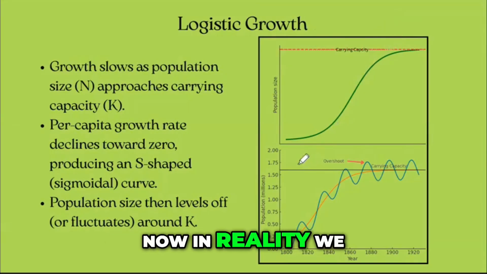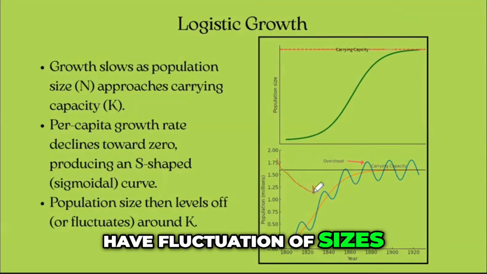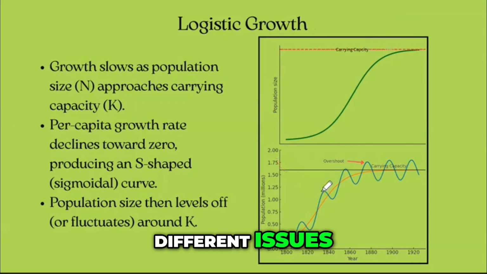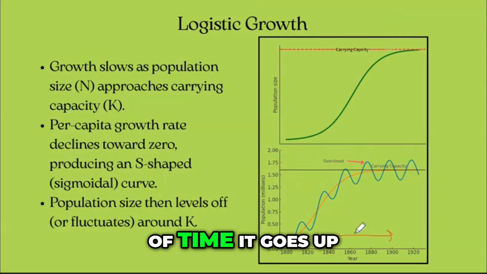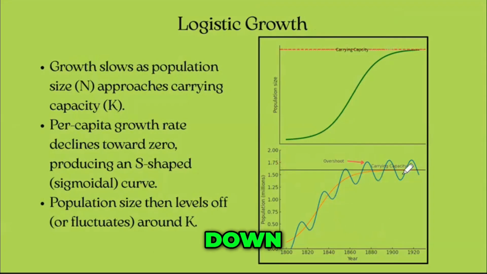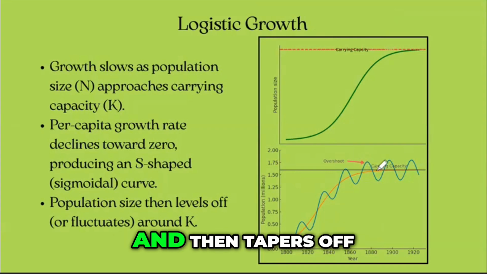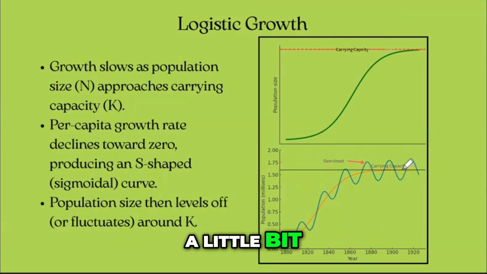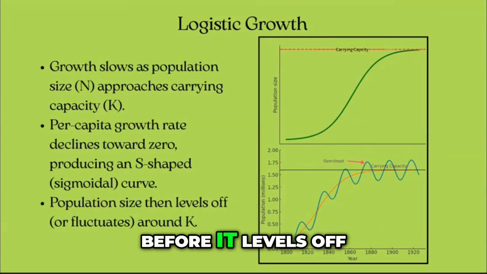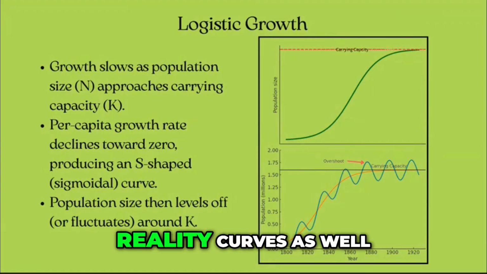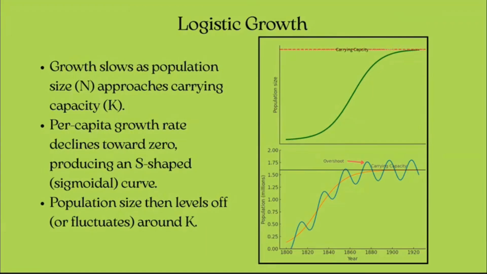Now, in reality, we have fluctuation of sizes due to populations having different issues. So you can see here over the period of time, it goes up, down, up, down, up, down, until it reaches a carrying capacity, and then it sort of overshoots and then tapers off a little bit. So it can fluctuate before it levels off as well, and that exists for real curves as well.